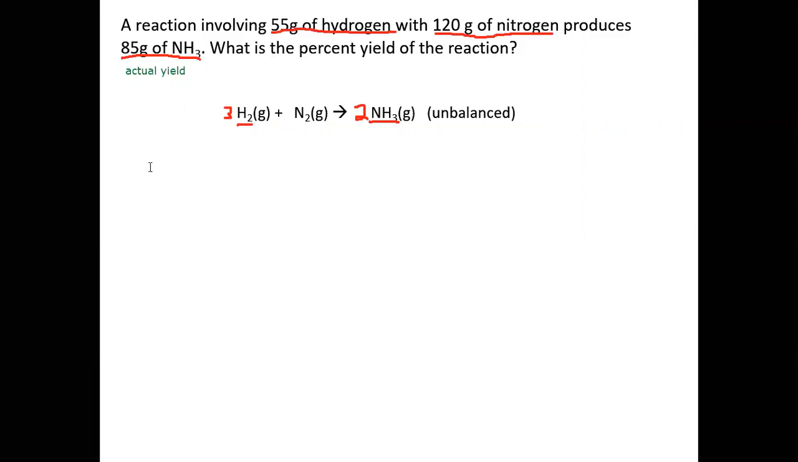Now we've got to calculate how much product is produced by each reactant. So we'll start with hydrogen. 55 grams H2. We draw the train tracks.